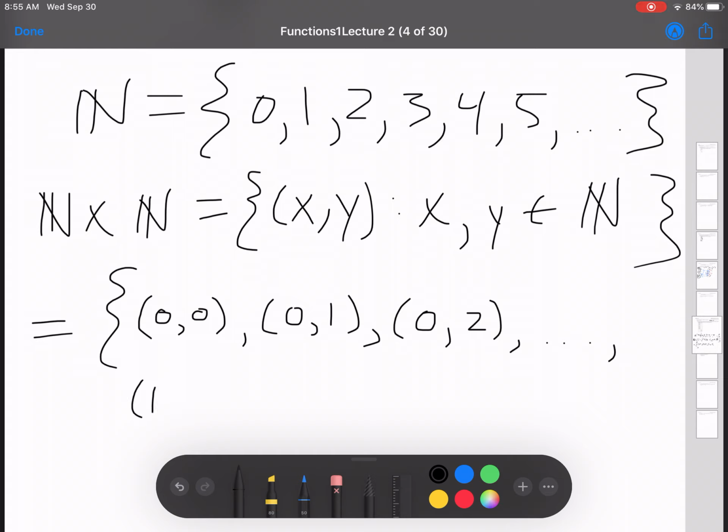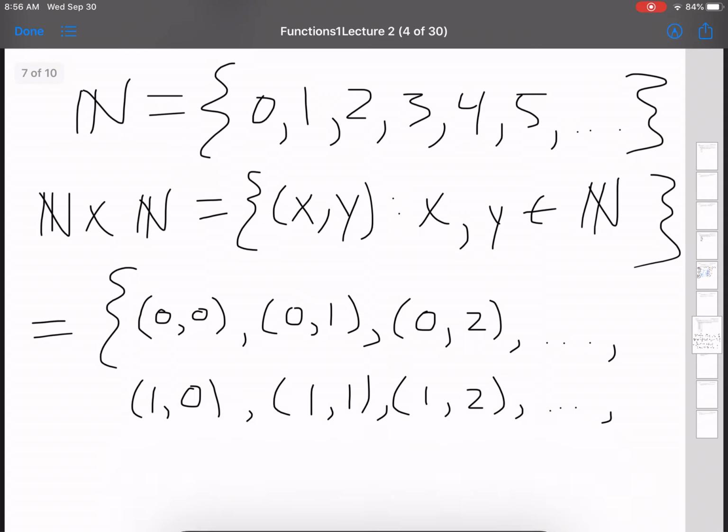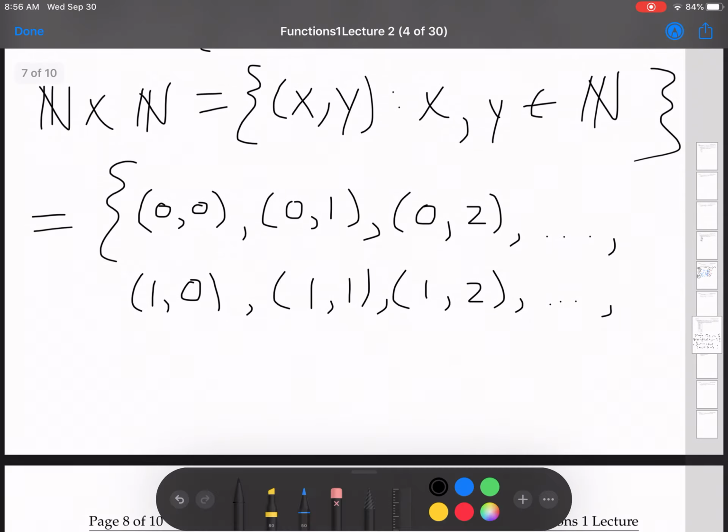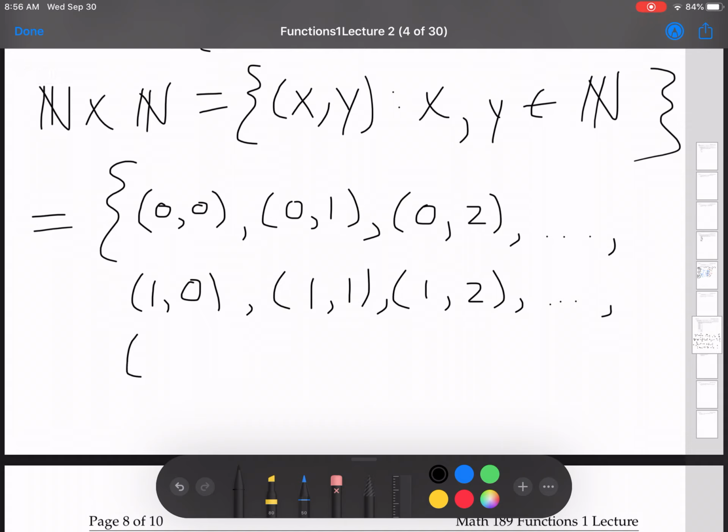Let me list out another one. We got 1, so you have 1, 0. 1, 1. 1, 2. And so on and so on. Then maybe 2, 0. 2, 1. 2, 2. And you see how this goes. So there are infinitely many ordered pairs in there.